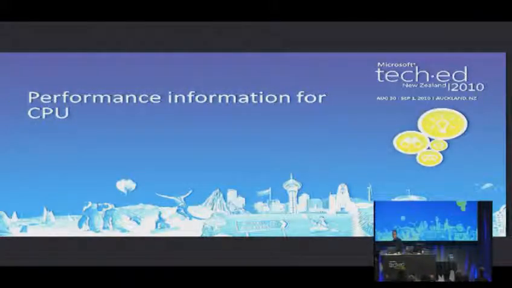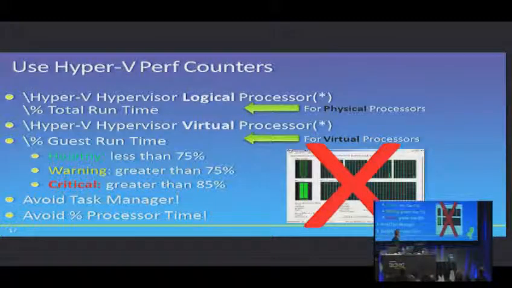So now I'm going to jump into some specific guidance around processor. Processor for the longest time has been the biggest area of focus for virtualization. As a result, there's a lot of good performance work that's happened here, but there's still a lot of information to know. So the first thing to know is these are the performance counters that are exposed from Hyper-V in the parent partition that you want to look at.